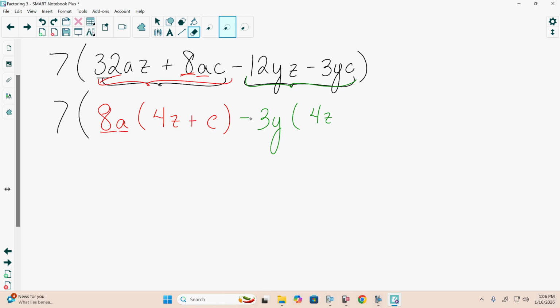And we can make sure this works, because negative 3, if I factor it out of negative 12 divided by negative 3 is now positive 4. And we still have the z, so it's positive 4z. Okay, that matches. If I factor negative 3y out of this negative 3y, negative times a negative makes it positive. And I still have my c term, yes? Because both of the signs were opposite, factoring that negative out fixed it.